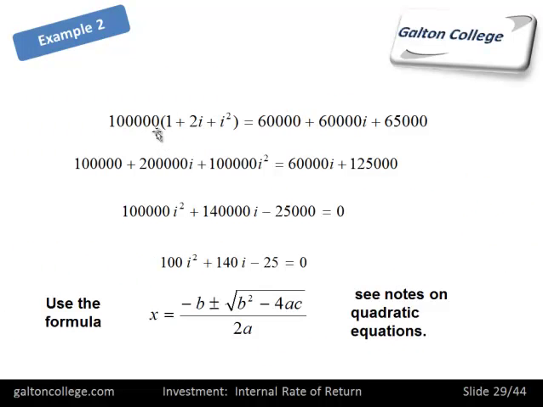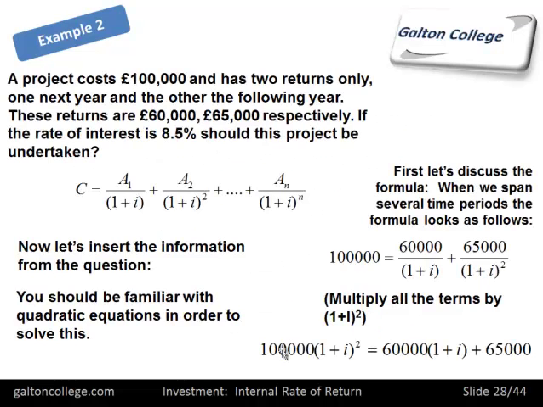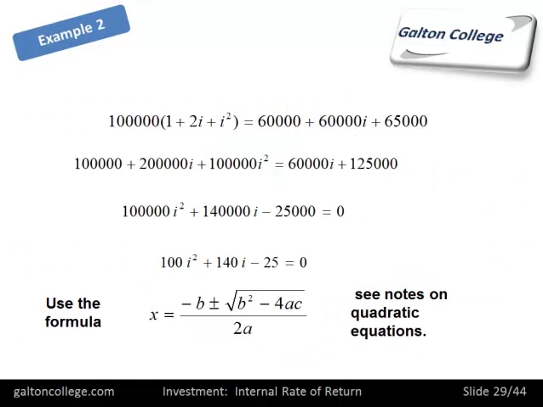So we just expand the first term. 1 plus I squared is equal to 1 plus 2I plus I squared. Get rid of the bracket and we get that. Multiply everything inside the bracket by 100,000 and you get this, which is equal to, just tidying this lot up here, 60 plus 65,000 is 125,000 plus this one.